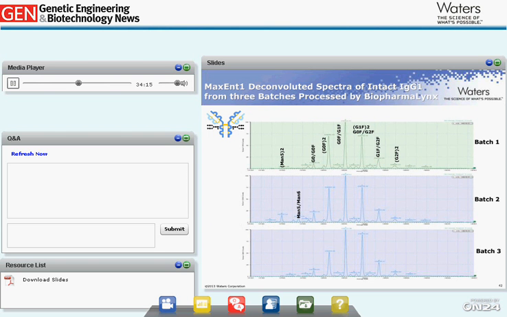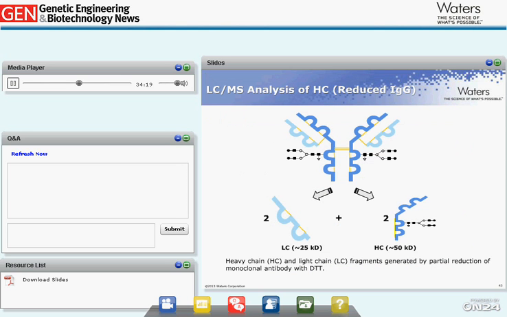We also perform partial reduction of the monoclonal antibody to obtain light chain and heavy chain prior to LC-MS data acquisition. The goal of this sample manipulation is to reduce the size of the monoclonal antibody to get better MS spectra. In addition, we're now only looking at one glycosylation from the heavy chain instead of a combination of two.